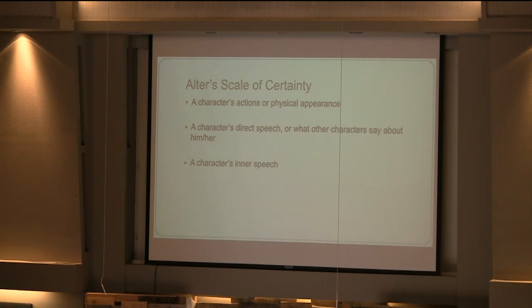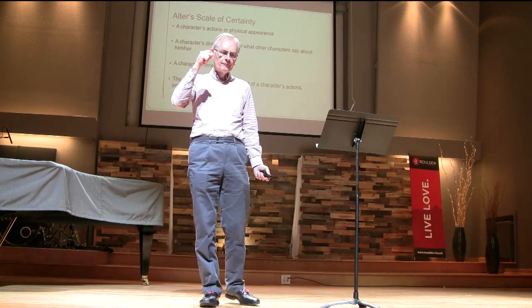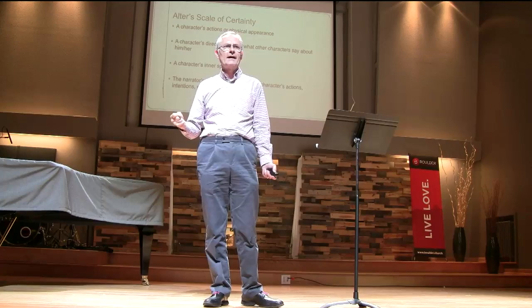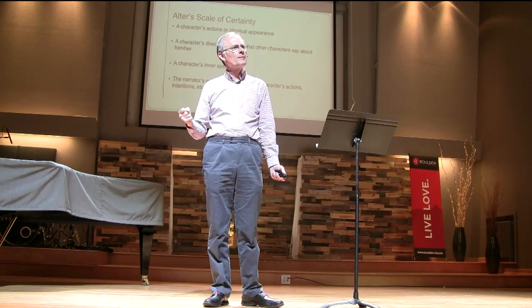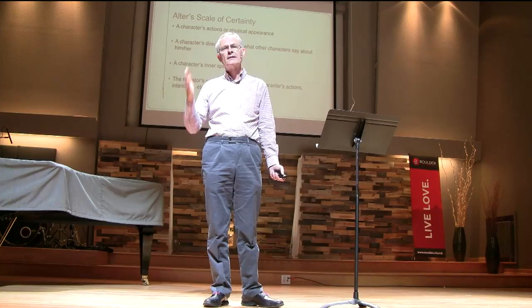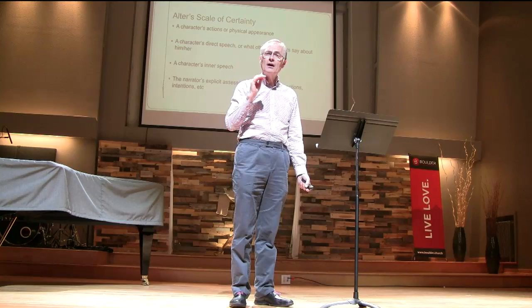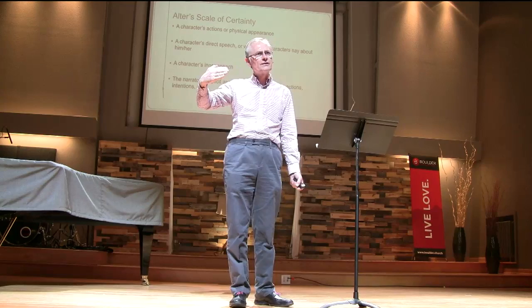But what gives us the greatest certainty in understanding what a character is about would be the final point, the narrator's explicit assessment of a character's actions and intentions. This is when the narrator tells us starkly, point blank, for example, King Ahab was the worst king that Israel ever had. We don't say of that, listen to that deliberate ambiguity on the part of the narrator. No, there's no ambiguity. Straightforward, that's it. So the narrator's explicit assessment is the one on which we can have greatest certainty. Nevertheless, all four of those steps are utilized in biblical narrative, but this is a sliding scale of certainty as far as making conclusions about a character.